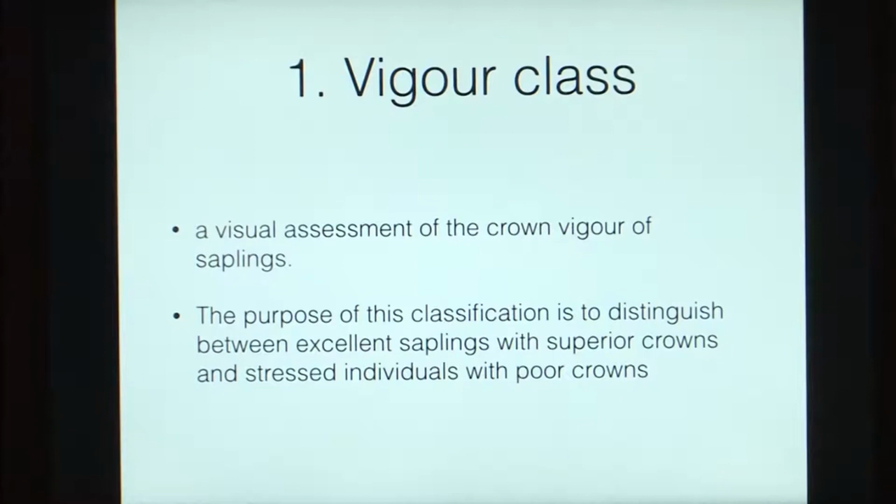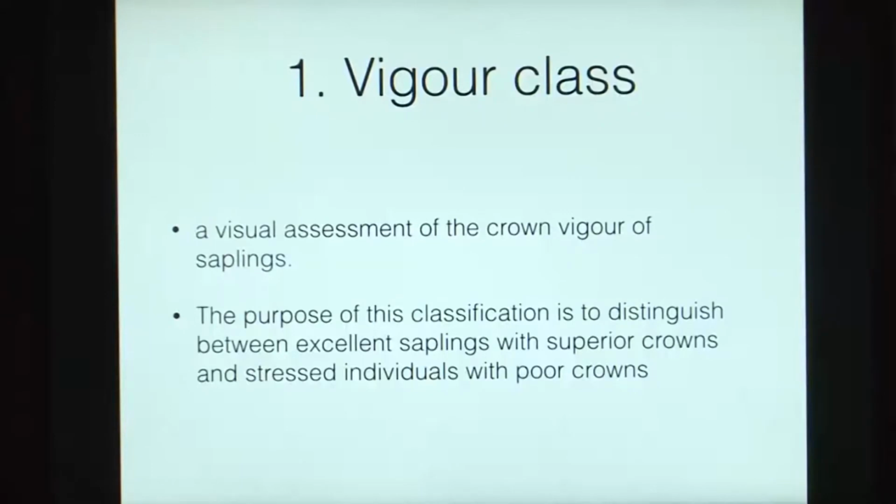Now, what is vigor? Vigor refers to the amount of energy that a sapling has, which will allow it to grow. If a sapling has a lot of vigor, it will be able to grow at a very fast rate, it will be a healthy sapling, whereas a sapling with a low vigor would not be able to grow at a very fast rate. So, vigor class is a visual assessment of the crown vigor of saplings. It is used for the case of saplings, not for whole trees, it is for the small plants, saplings.